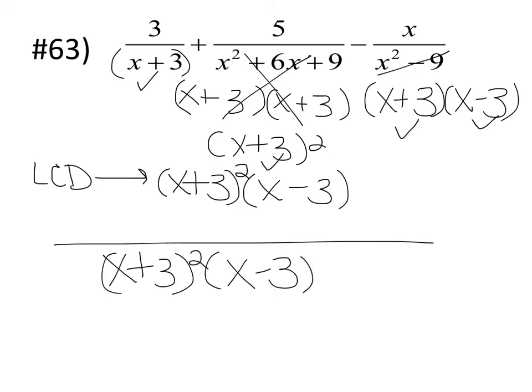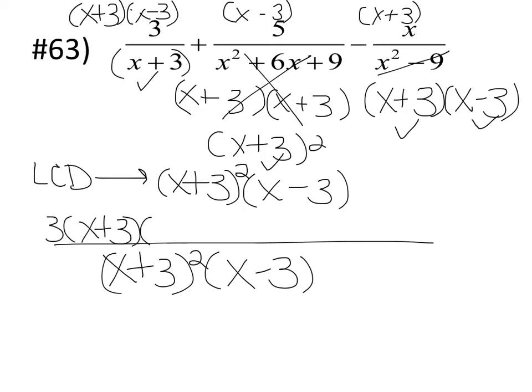Okay, now look at each denominator and see what it's missing. This is just x plus 3, so I need another x plus 3 and an x minus 3. Here I've got 2 x plus 3's, but I still need the x minus 3. And here I have one of each, but I still need an extra x plus 3. So it's going to be 3 times x plus 3 times x minus 3, plus 5 times x minus 3, and then negative x times x plus 3.